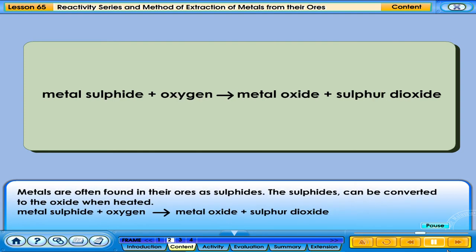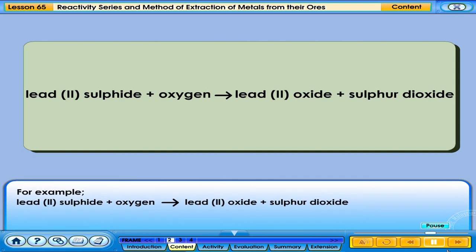Metals are often found in their ores as sulfides. The sulfides can be converted to the oxide when heated. Metal sulfide reacts with oxygen, produces metal oxide and sulfur dioxide. For example, lead-2 sulfide reacts with oxygen to form lead-2 oxide and sulfur dioxide.